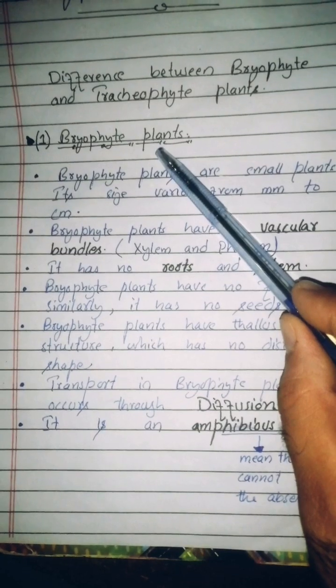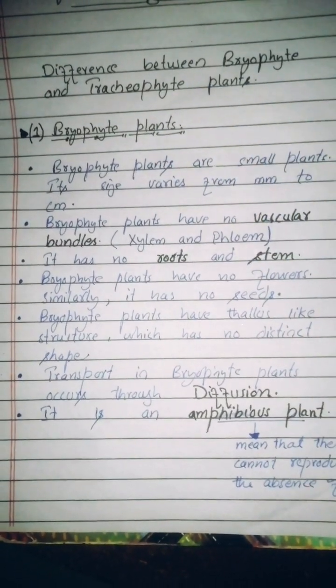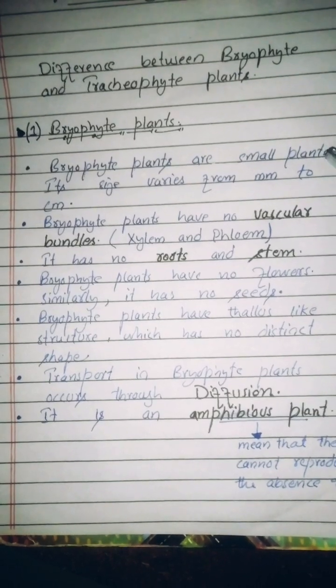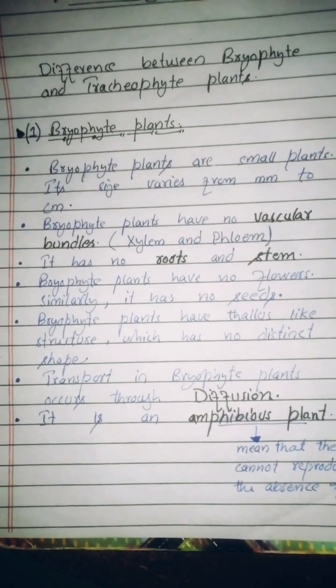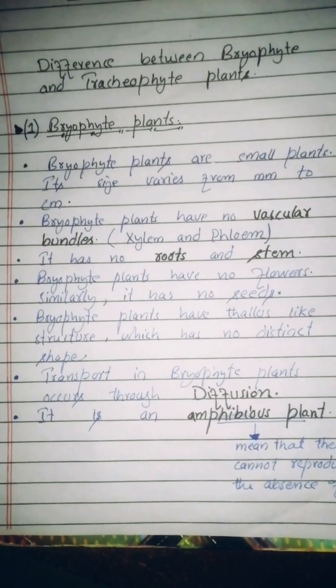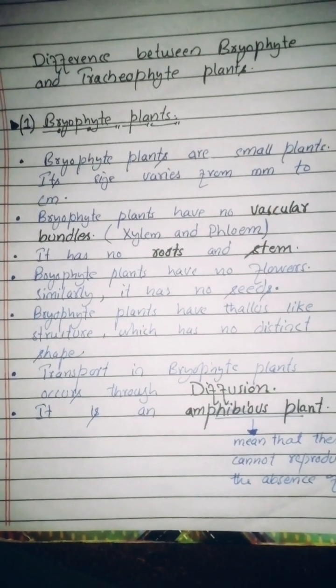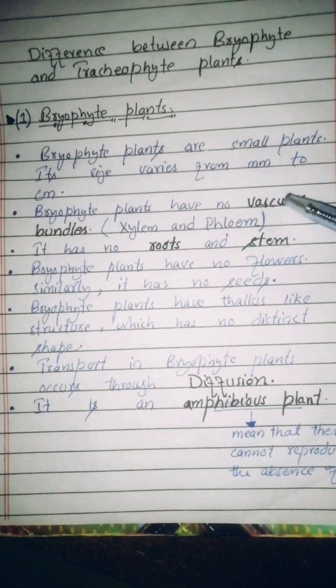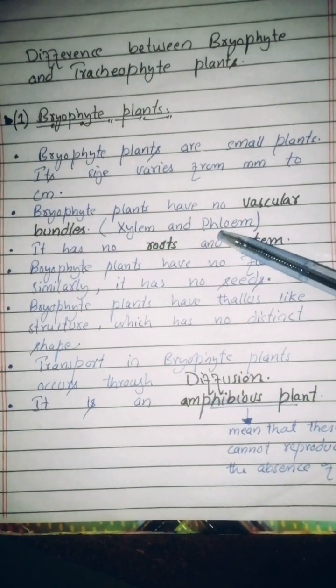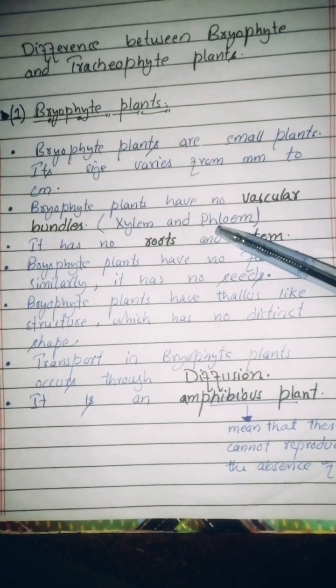Number 1. Bryophyte plants. Bryophyte plants are small plants. Their size varies from millimeters to centimeters. It means they have a very small size. And bryophyte plants have no vascular bundles. Xylem and phloem are known as vascular bundles.